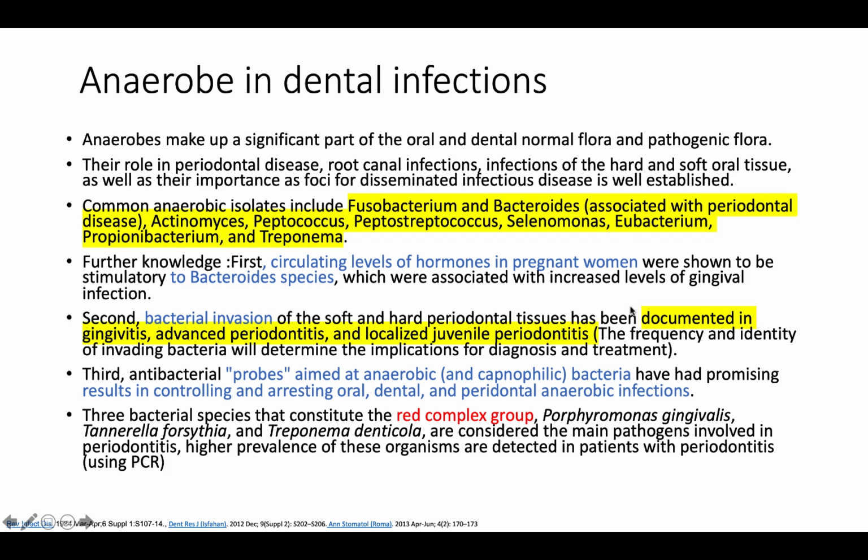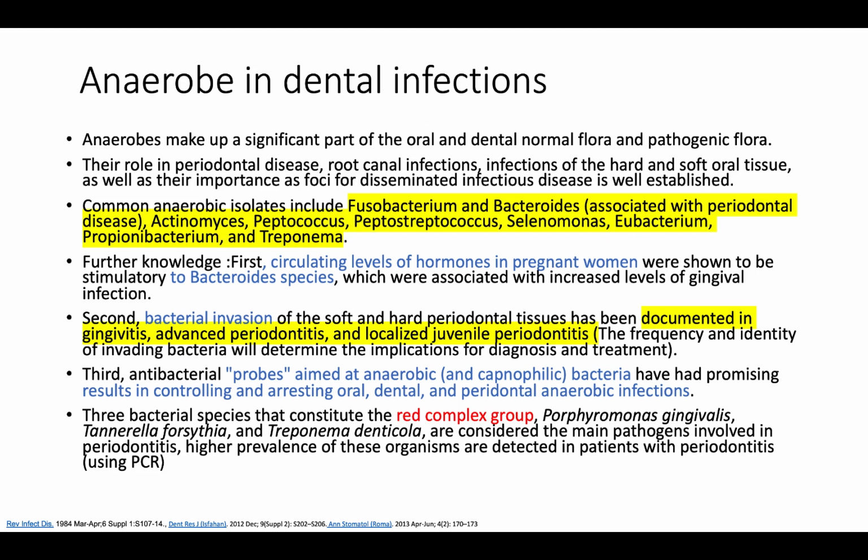So anaerobes in the dental infections: anaerobes make up a significant part of the oral and dental normal flora and pathogenic flora. Their role in disease and root canal infections, infections of the hard and soft oral tissue, as well as the remainder of the GI tract. Common anaerobes that we isolate, the ones we talked about: Fusobacterium, Bacteroides, Actinomyces, Streptococcus. These are the main ones.